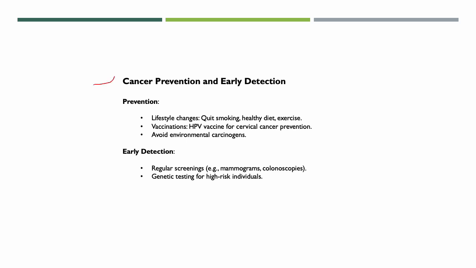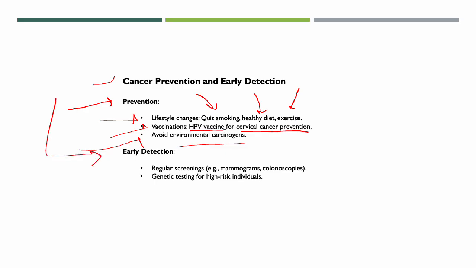Now, cancer prevention and early detection. So prevention, you can do lifestyle changes like quitting smoking, healthy diet, exercising, vaccinations like HPV vaccine for cervical cancer prevention, avoiding environmental carcinogens. Another one is early detection, so regular screenings like having your mammograms done, colonoscopies, genetic testing for high-risk individuals.